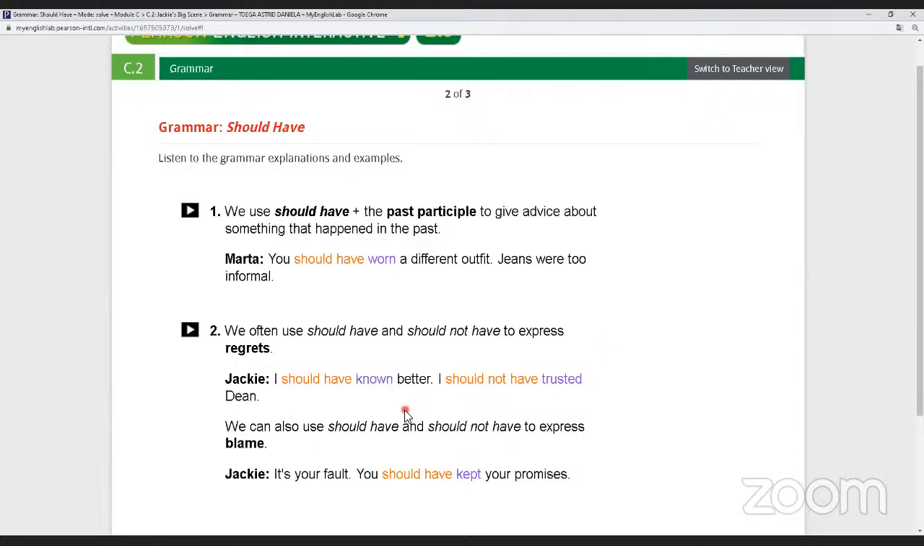Okay, I should have known better. I'm going to translate this one for you. I should have known, debí saber o debí saberlo, debí saber mejor. Debí haberlo sabido mejor. Okay, that's the meaning of it.